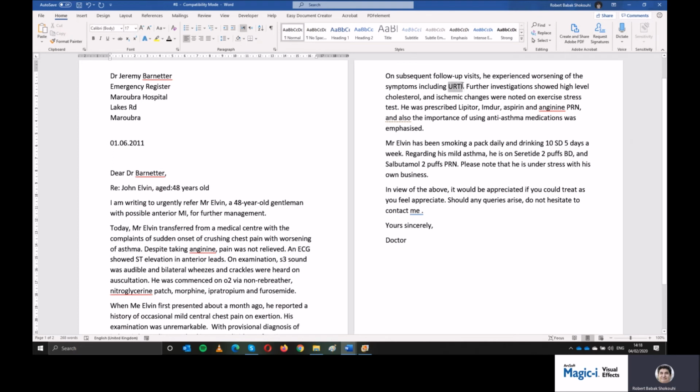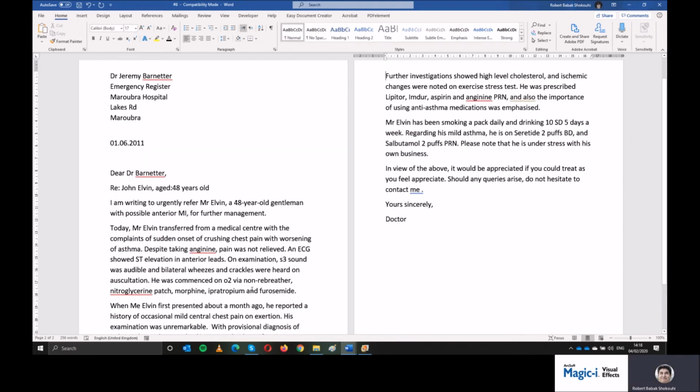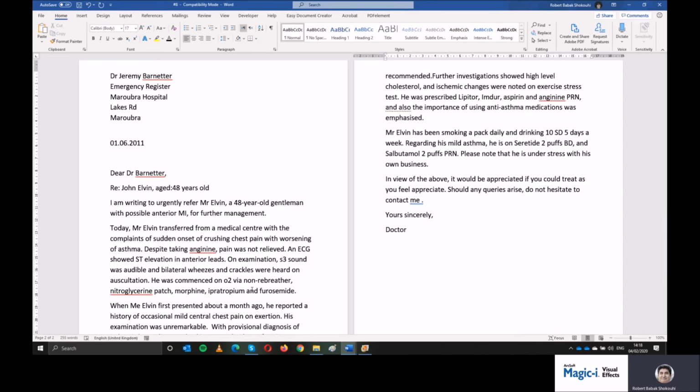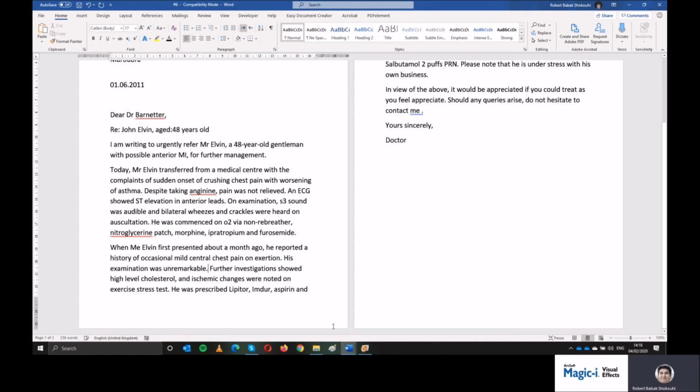Is upper respiratory infection important? Nope, it's not important for MI, but for asthma, for additional treatment. Further investigation showed... I take this off and see if it makes any difference.